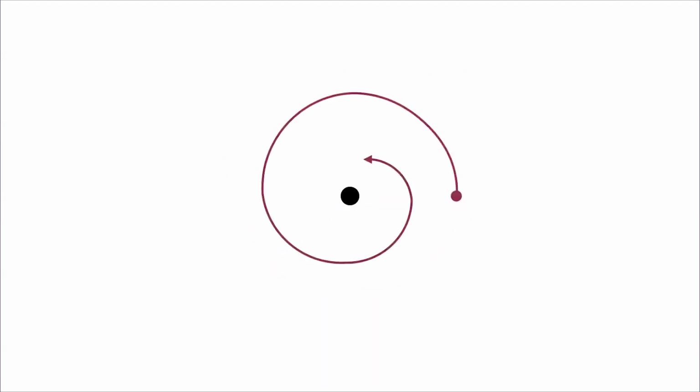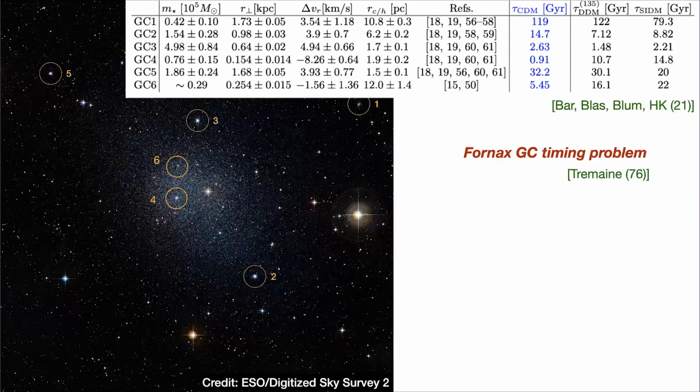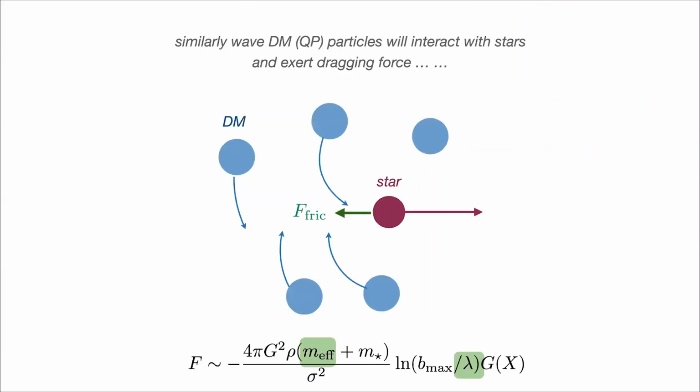And for wave dark matter, the maximum impact parameter will be the same, but the minimum impact parameter will be the size of these quasi-particles.